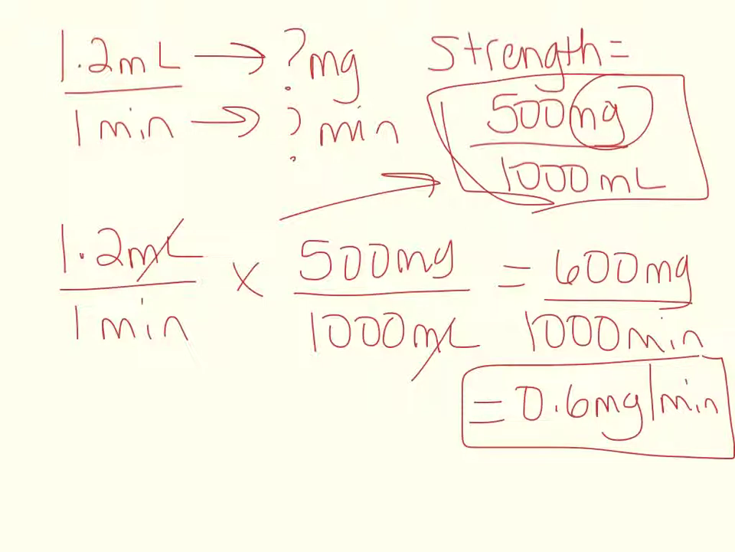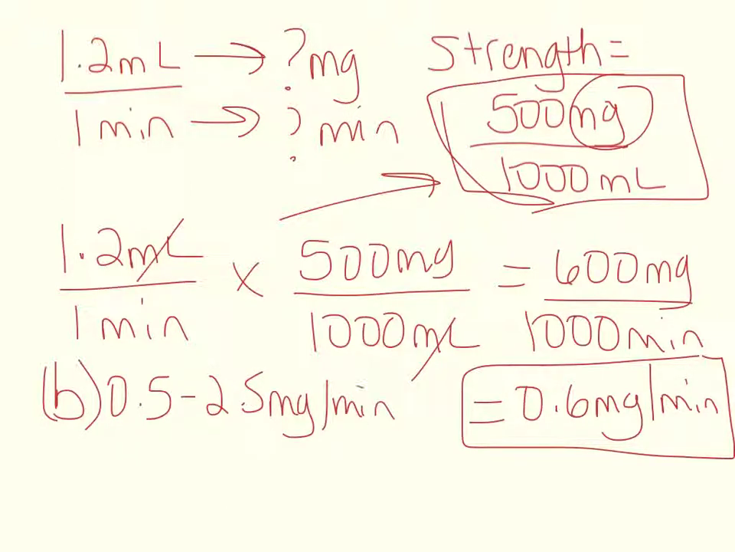Now, for part B, it gives us a range. The recommended dose range is between 0.5 to 2.5 milligrams per minute. Is our calculated infusion in the safe dose range? Our answer we got was 0.6. So yes, this is in the safe dose range. We can totally do this. So to answer that question, it's just comparing our numbers. Yes, this is in the safe dose range.